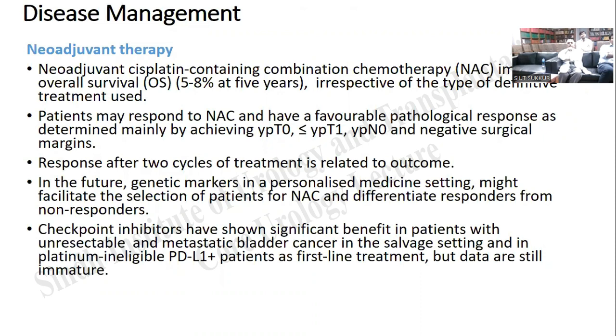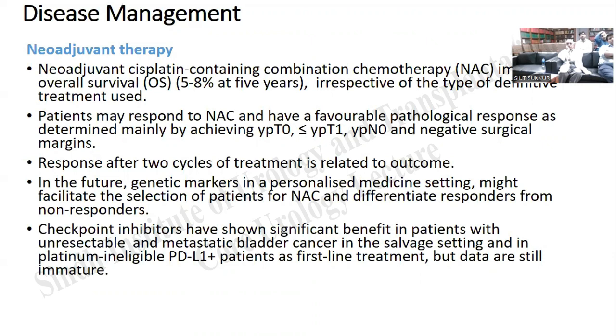Neoadjuvant cisplatin-containing combination therapy improves overall survival by 5 to 8% at 5 years, irrespective of the type of regimen used. Patients may respond to neoadjuvant chemotherapy and have a favorable pathological response, as determined mainly by achieving ypT0, less than or equal to ypT1 or ypN0, and negative surgical margins. Response after 2 cycles of treatment is related to outcome.